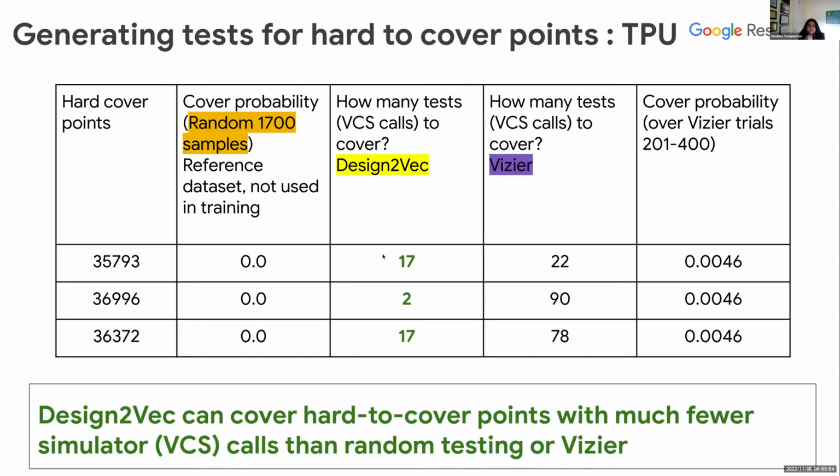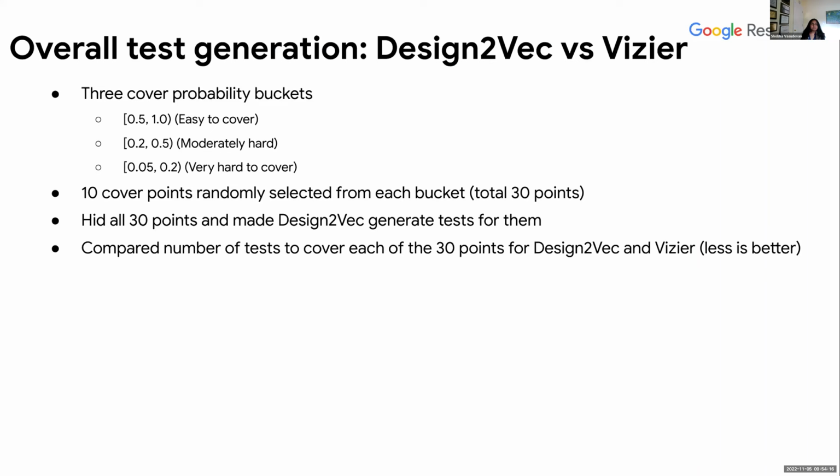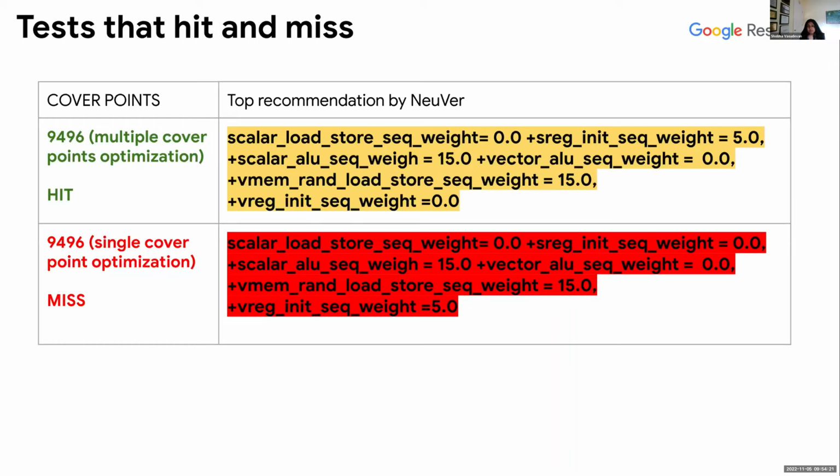tests within 17 calls to the simulator, or two calls to the simulator, and so on. There's another tool that we are using as a baseline, which was able to do it with Bayesian optimization, a different version of ML, but it takes very many simulator calls to do it. So with that, I think I'm going to wrap up. These are tests that we did generate through Design2Vec for some of the RISC-V models, the designs that we tried.